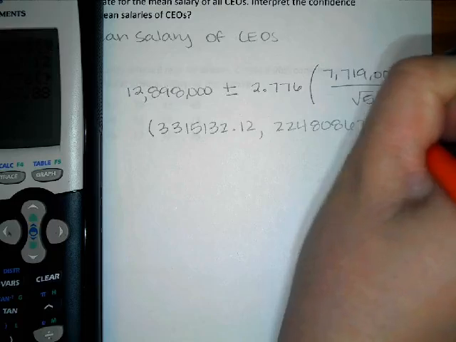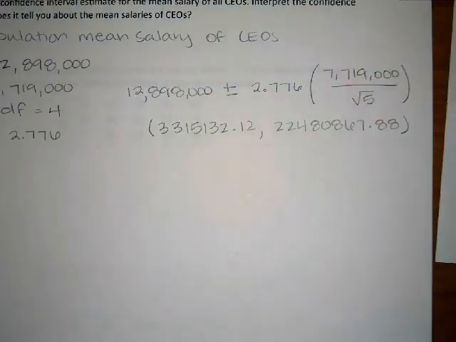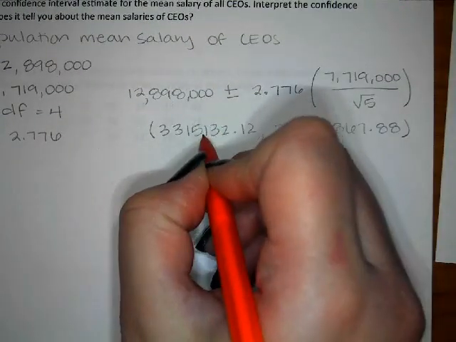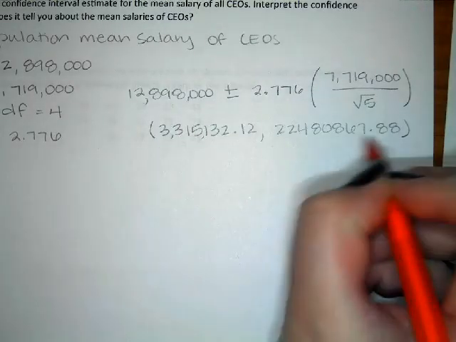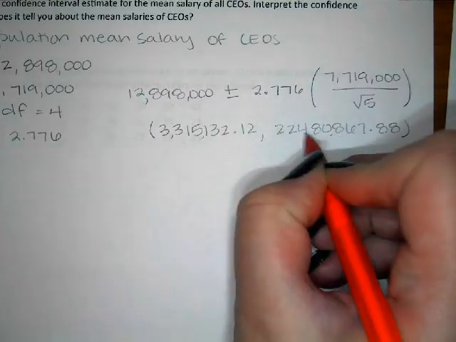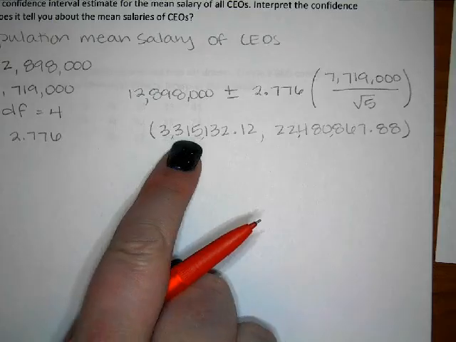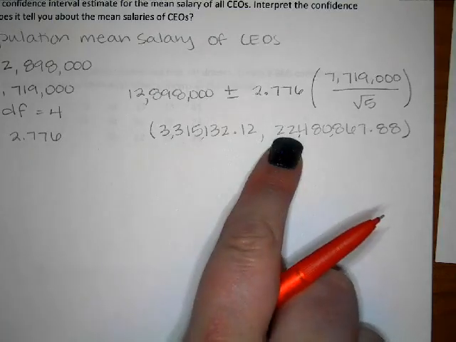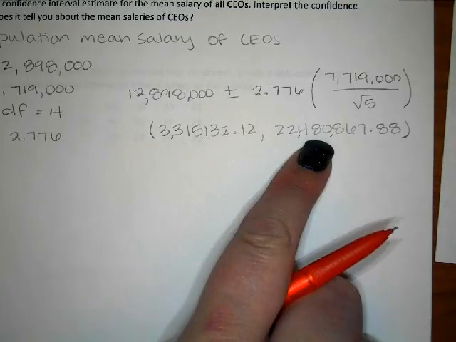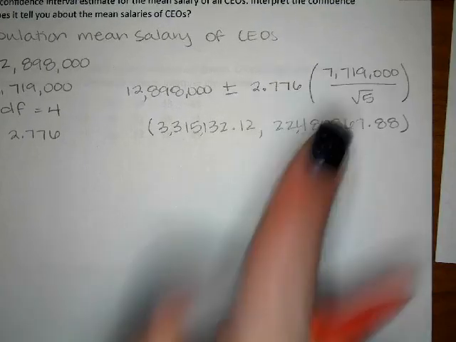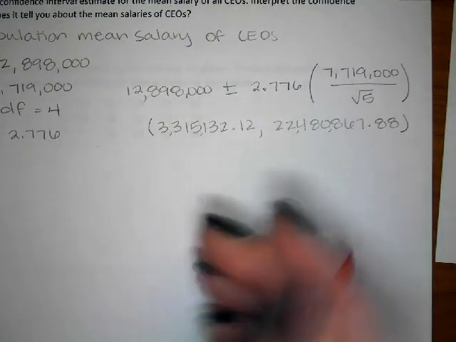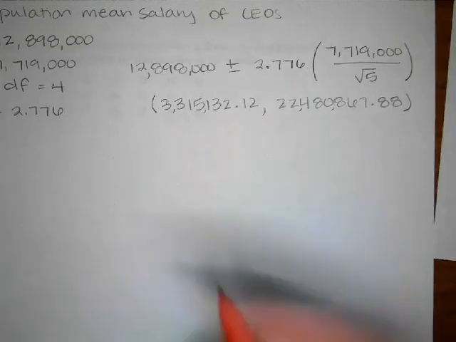Okay, and I'm going to put my commas in so I can read those numbers more easily. So we've got 3,315,000, 22,480,000, well, almost 481,000. Okay, so we're going to write the sentence to interpret the confidence interval.